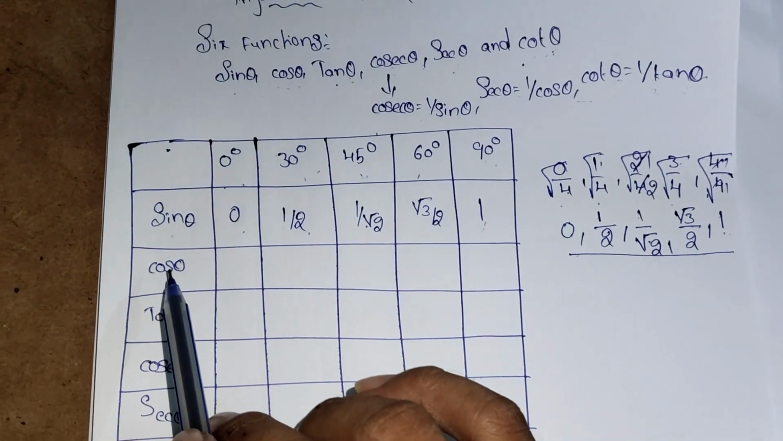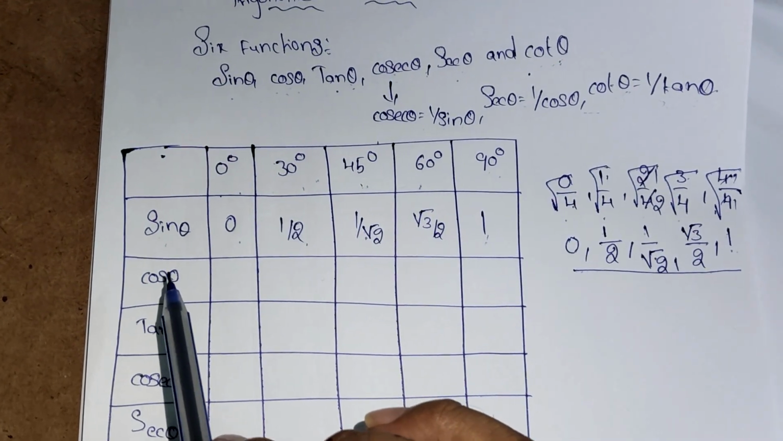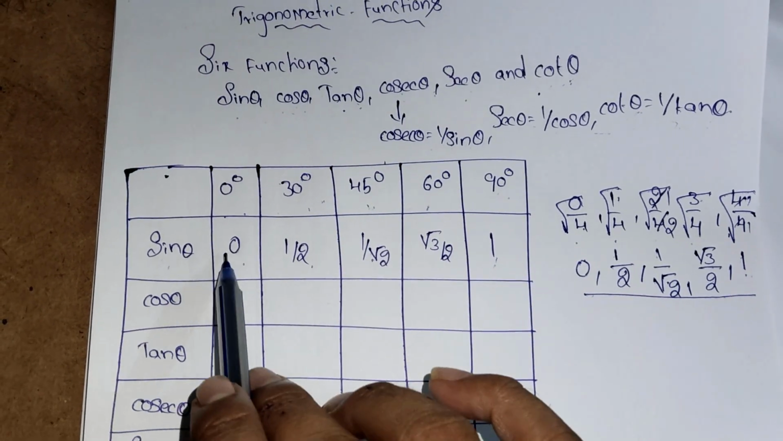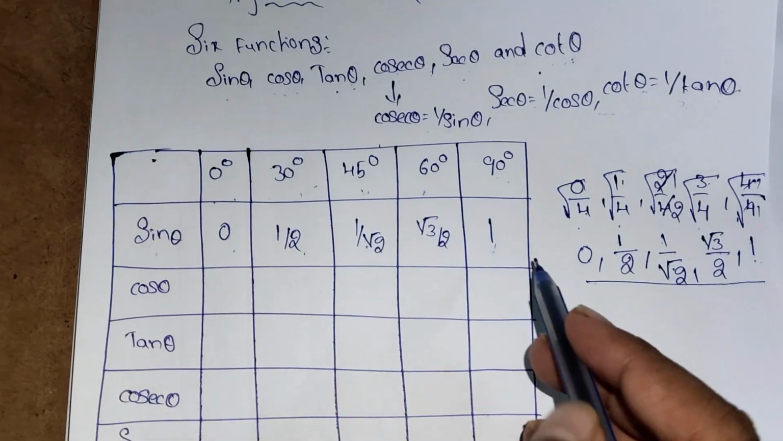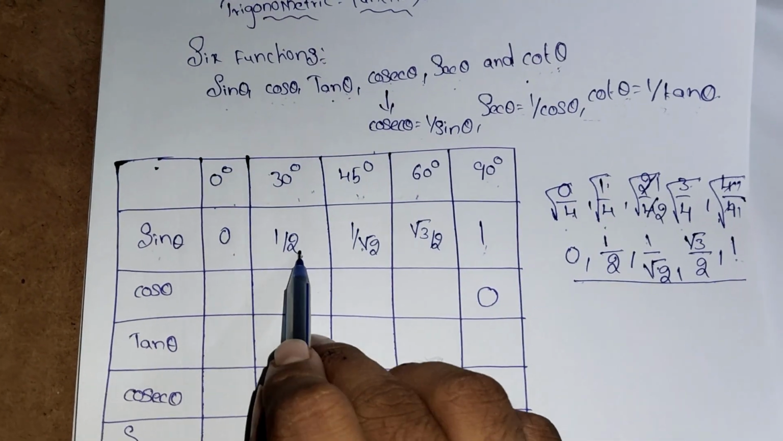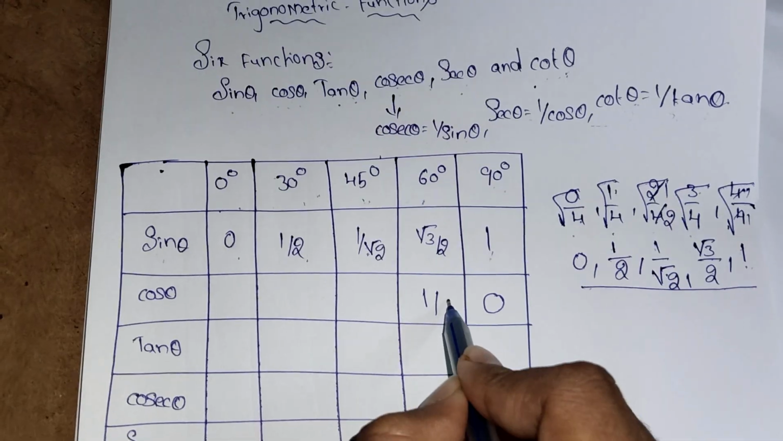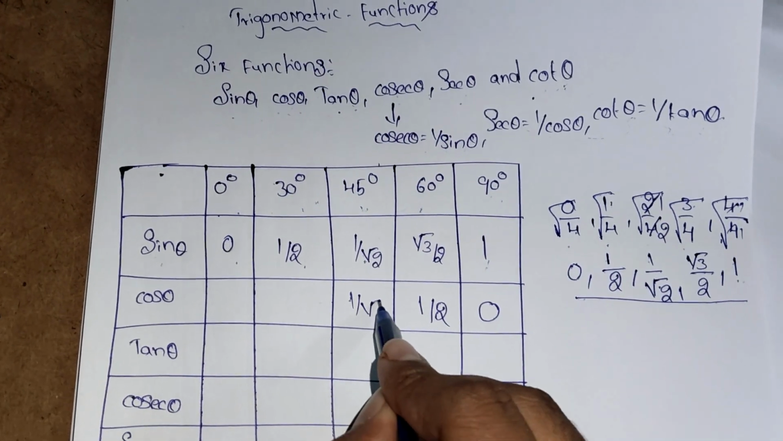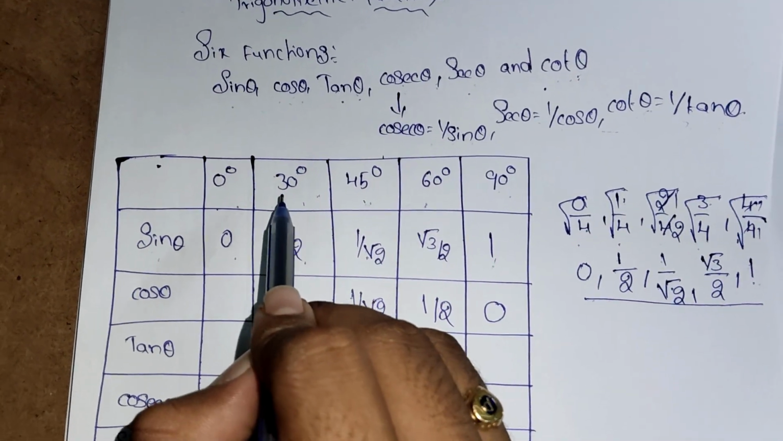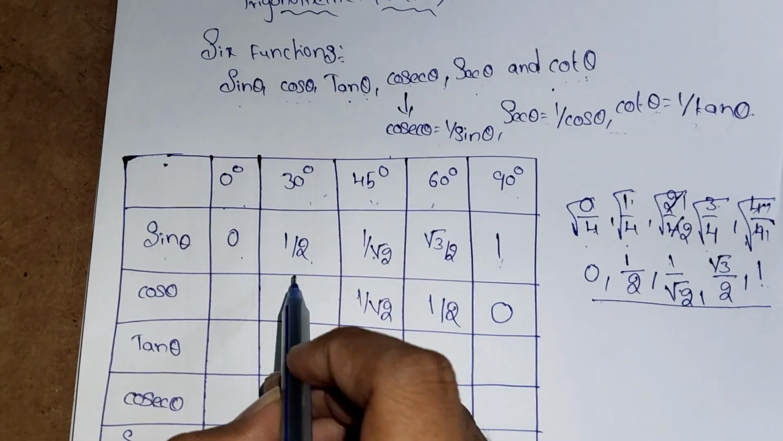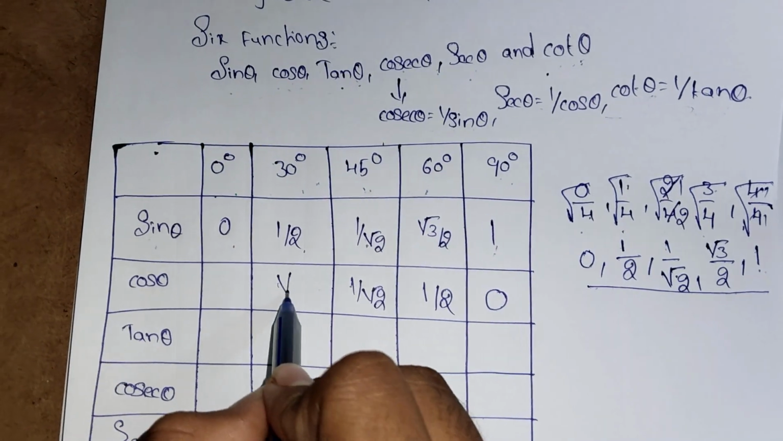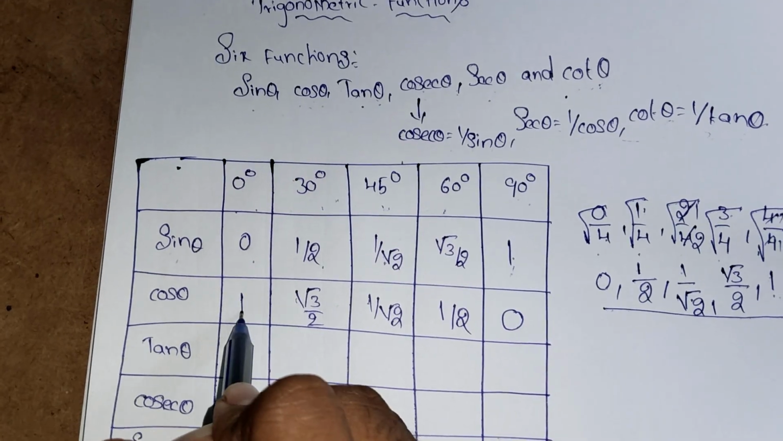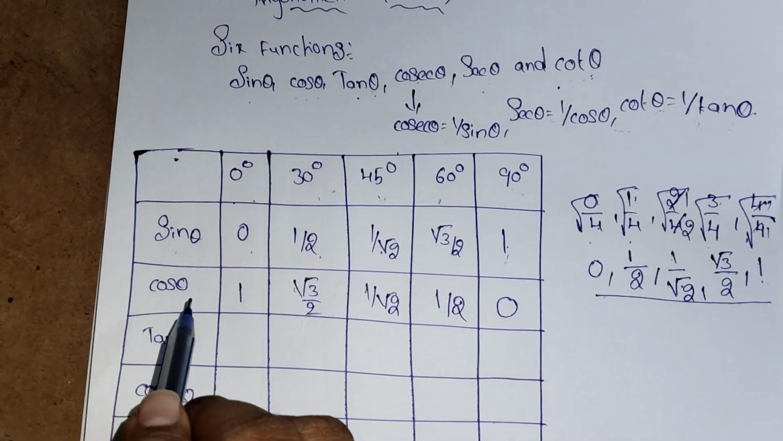We also find the cos values by reversing the sin values. Here cos 0 comes from the last column, which is 1. Cos 60 is 1 by 2, it comes from the sin 30 value. Cos 45 degrees is the same as sin 45 degrees. Cos 30 degrees equals sin 60 degrees, that means root 3 by 2, and the last one, cos 90, is 0. So these are the values of cos theta.